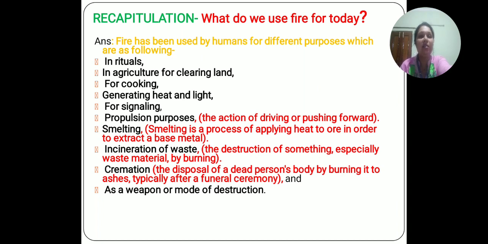Fire is used nowadays for ritual purposes. Whenever we have marriages or some kind of worship, we use fire for that purpose. Fire is also used in agriculture for clearing land, for cooking food, for generating heat and light, for signaling, and for propulsion. Fire is also used for smelting, incineration of waste, cremation, and as a weapon or mode of destruction. So fire is used for all these purposes nowadays.